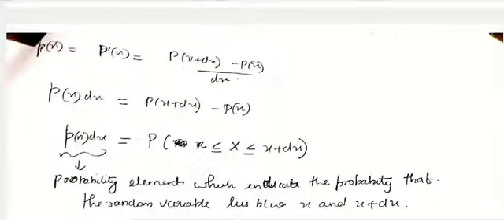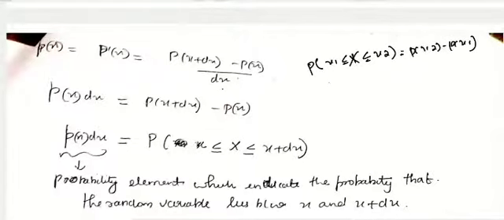P dash of x, the definition of derivative, is P of x plus dx minus P of x divided by dx. I am cross multiplying it, we will get P of x into dx is equal to P of x plus dx minus P of x. Earlier we have told that P of x1 less than or equal to x less than or equal to x2 is equal to P of x2 minus P of x1. Here instead of that we have P of x plus dx minus P of x.